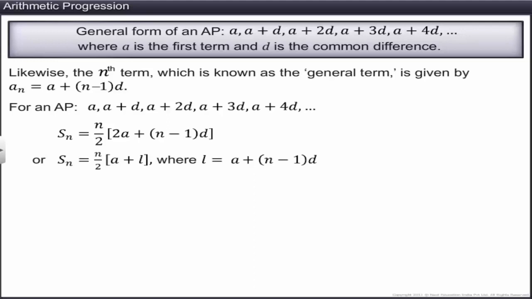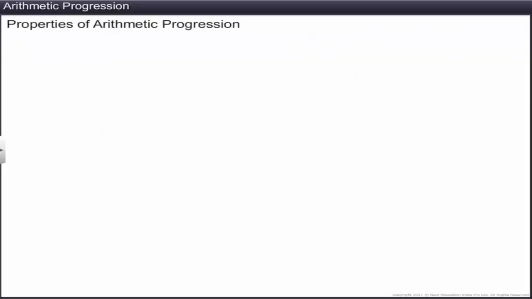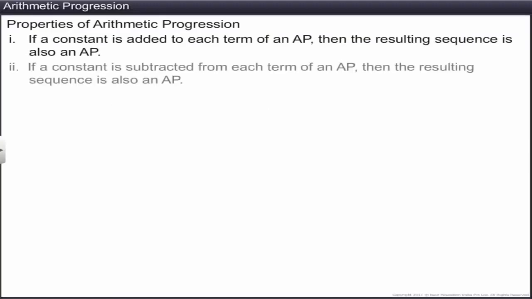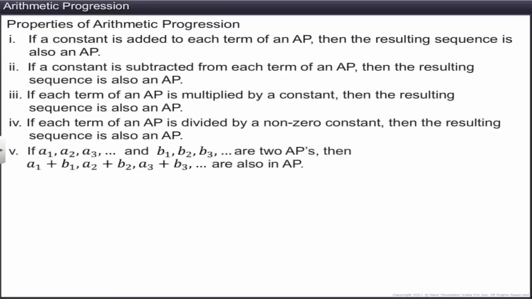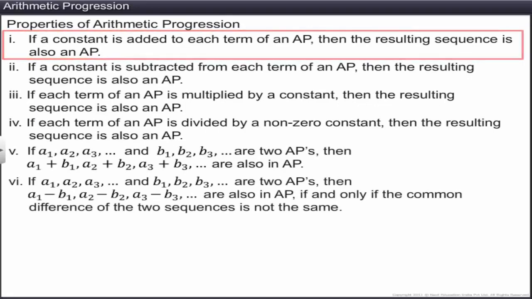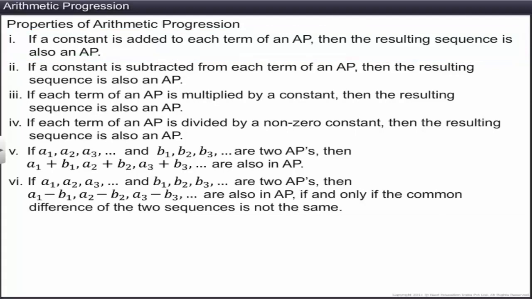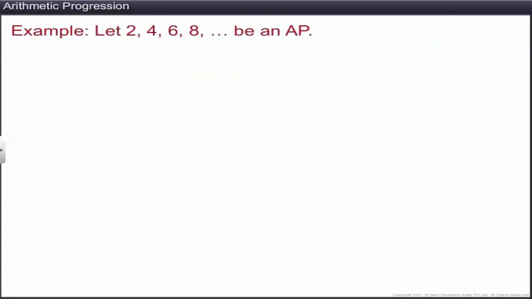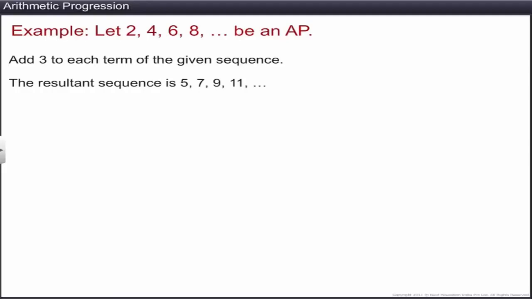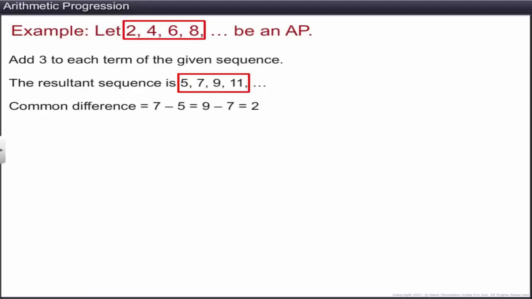Now, let us verify some properties of an arithmetic progression one by one. First is, if a constant is added to each term of an arithmetic progression, then the resulting sequence is also an arithmetic progression. Consider an arithmetic progression with the terms 2, 4, 6, 8, and so on. On adding 3 to each term of the given sequence, the resultant sequence is 5, 7, 9, 11, and so on. Observe that the resultant sequence is also an arithmetic progression with the first term 5 and the common difference 2. That is, the common difference of the resultant series is equal to the common difference of the original series.